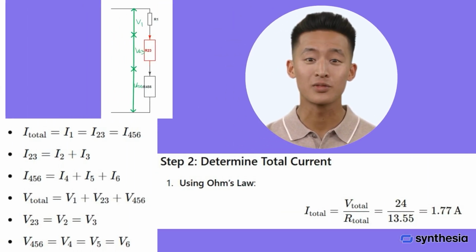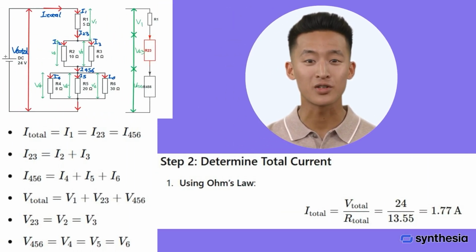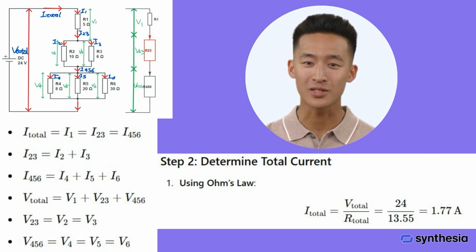2. Determine total current. Once we know the total resistance, we can find the total current using Ohm's law. Here, we would say, I total equals V total divided by R total. This gives us the current flowing through the entire circuit. I total equals 1.77 amperes.